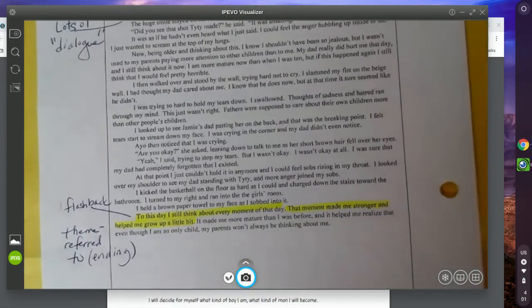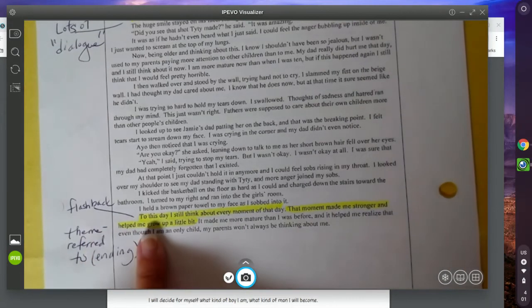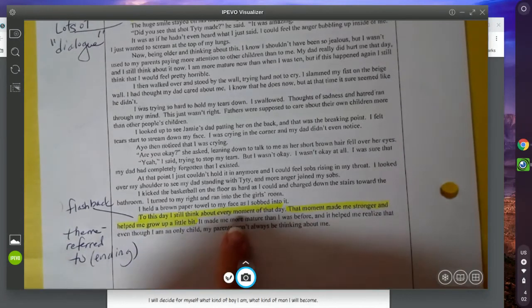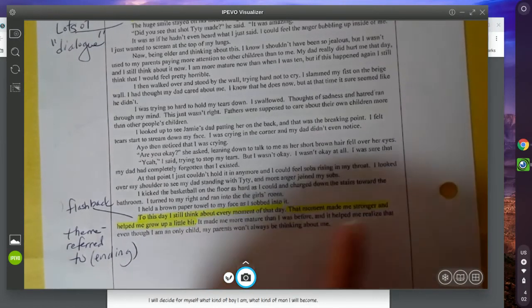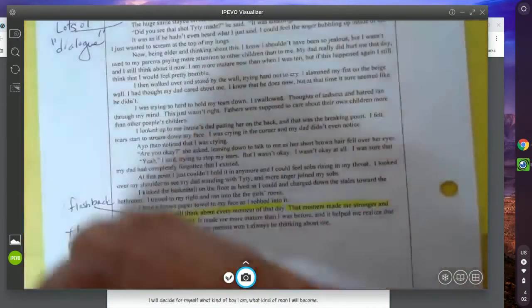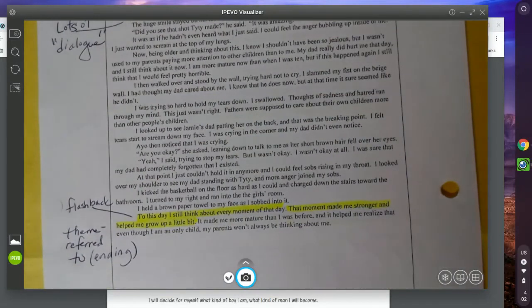We have an incident where we go back to a flashback to this day. So this is later on when she's writing this. "To this day, I still think about every moment of that day. That moment made me stronger and helped me grow up a little bit." So now we're getting into the theme. This happens a lot at the end. The author will tie it all together in the ending and give you an idea or reason, the purpose this was written to begin with, which hints at the theme. They don't always directly tell you, but oftentimes it's hinted at. And it could be that this theme is growing up is hard.